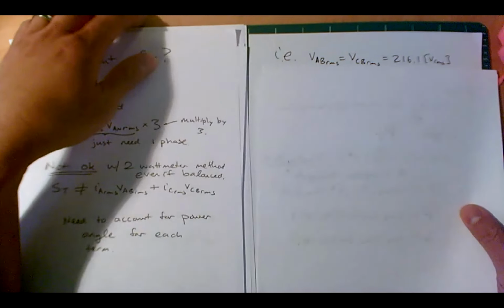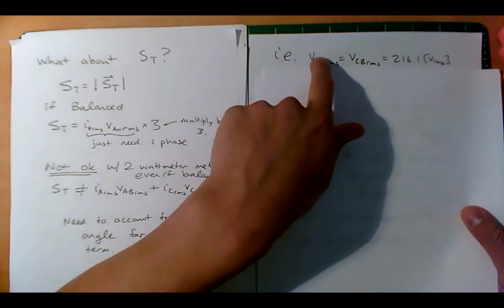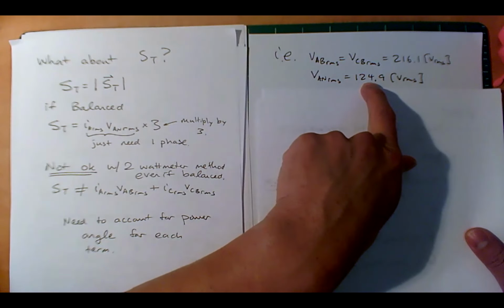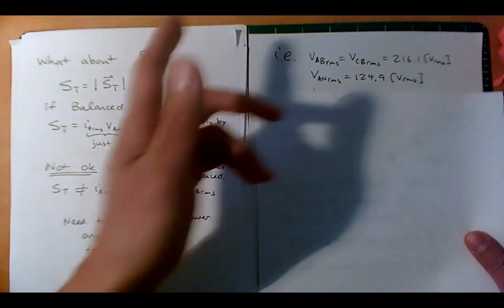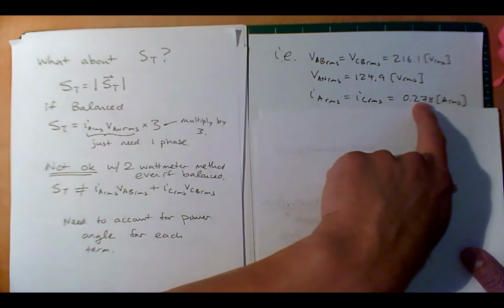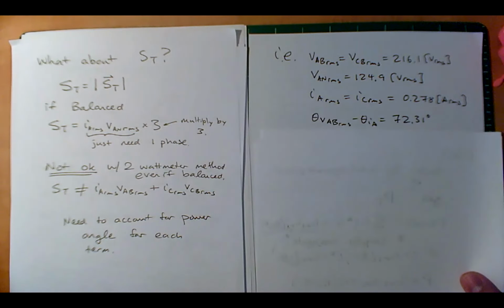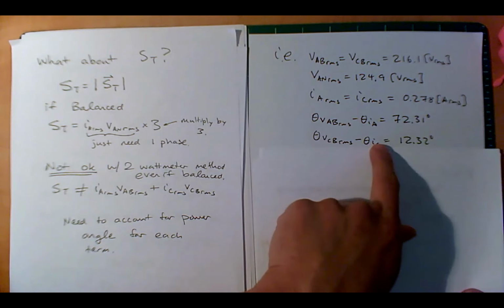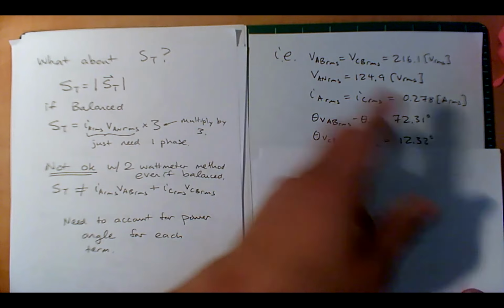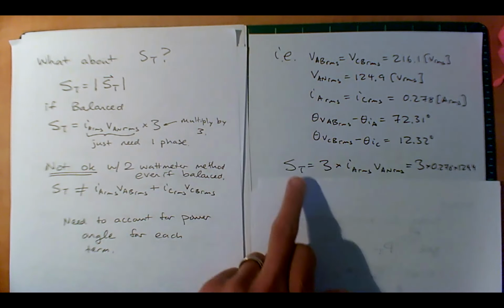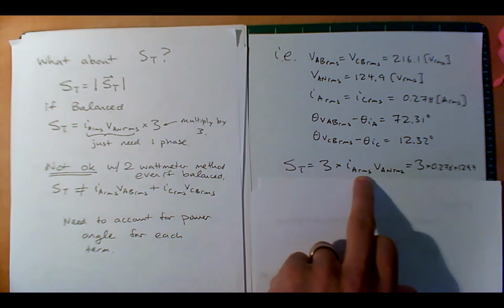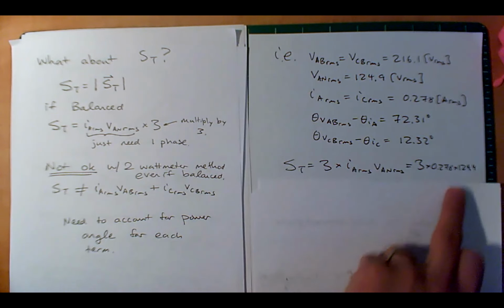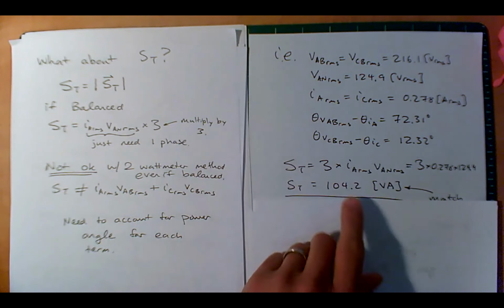So I pulled the numbers down. 216 for the line-to-line voltages and 124 for the line to neutral. IA and IC 0.27, good, that's the current. We wrote this down, theta V minus theta I is 72 for A and theta V minus theta I for C is 12, good, right? If I took 3 times the VRMS of the line to neutral times IRMS, I get 104, we already showed ourselves that.